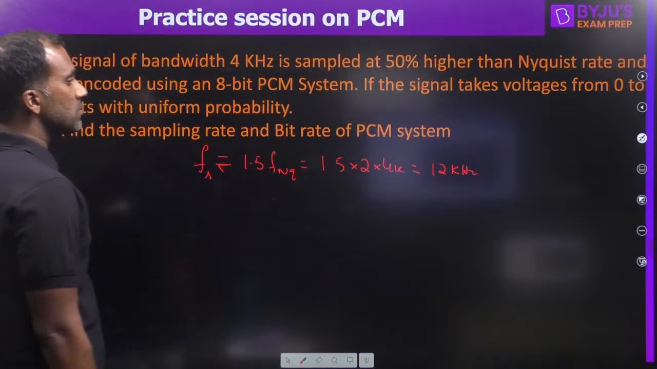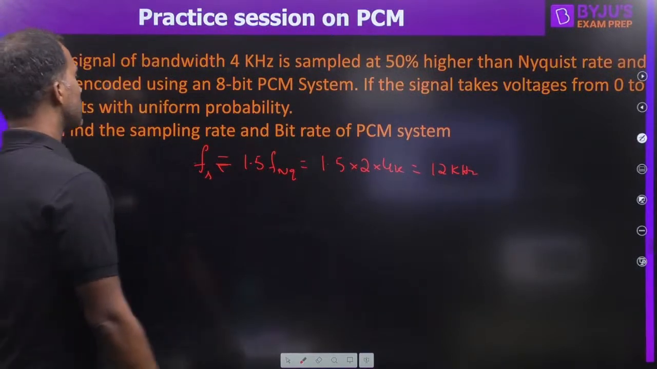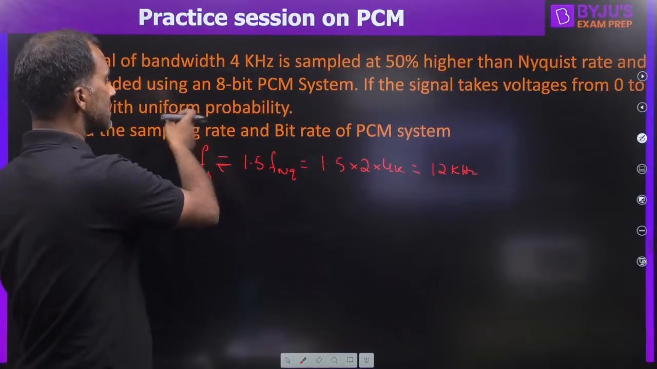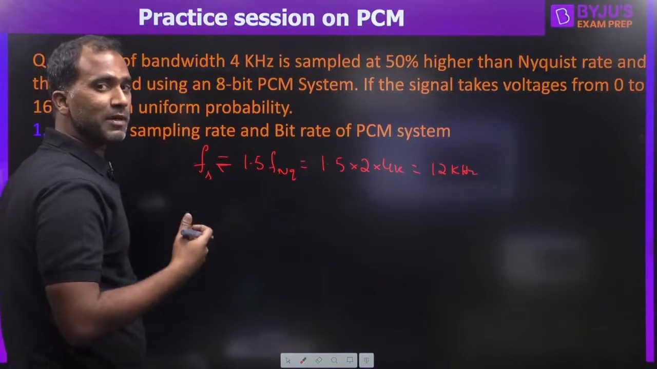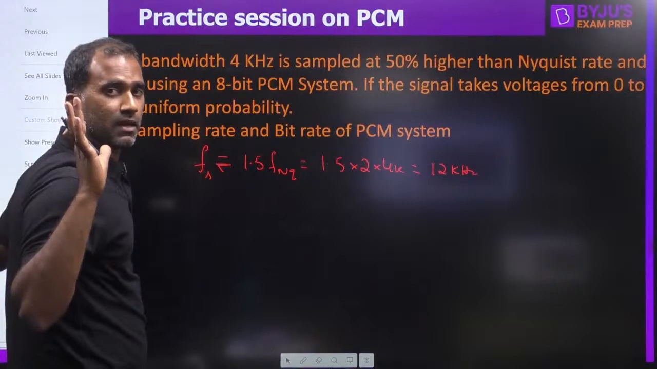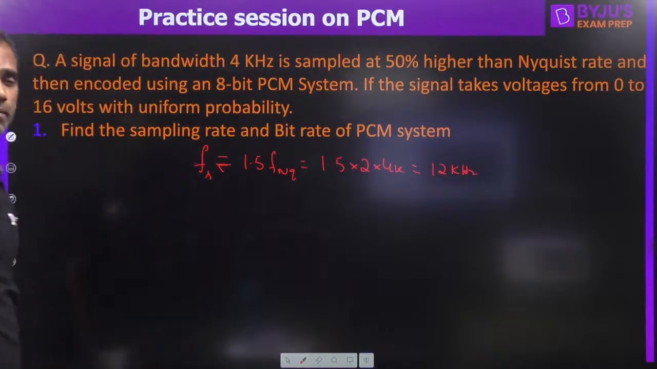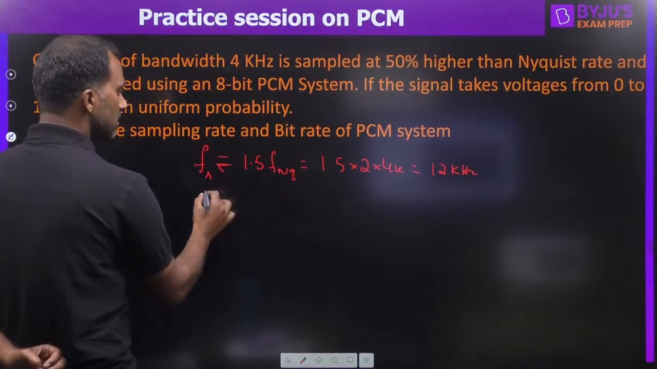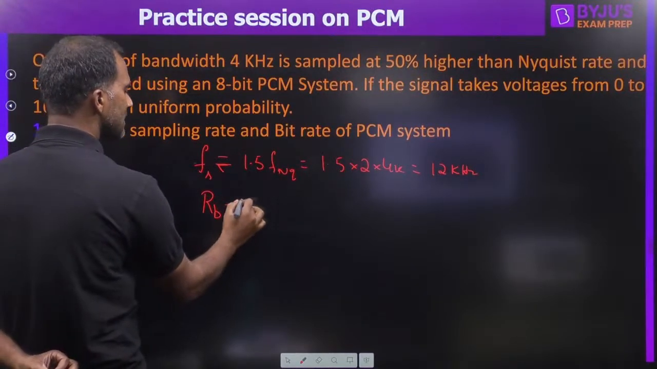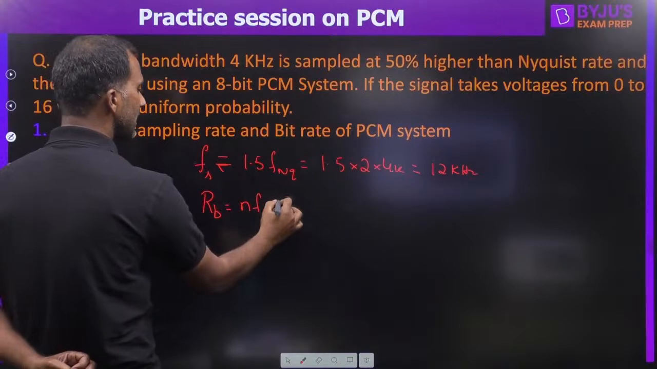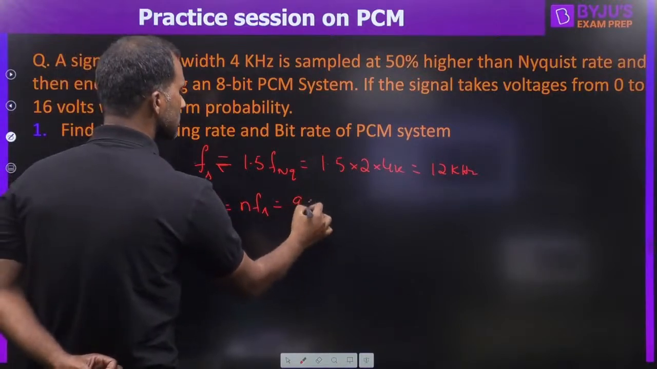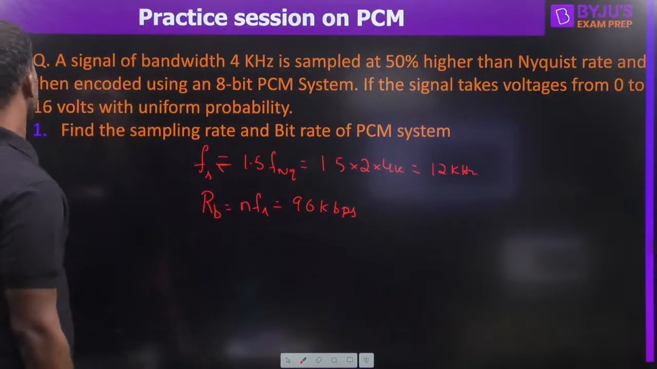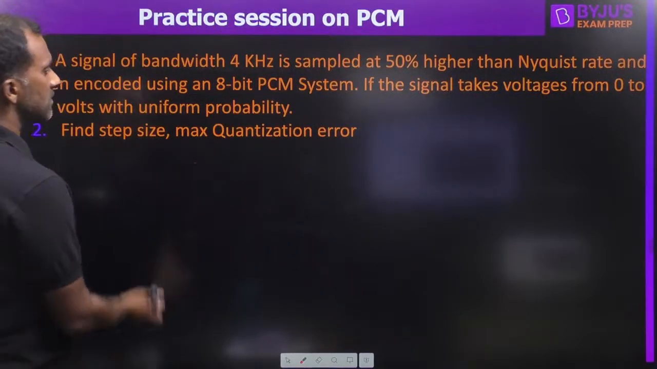If the signal takes voltages from 0 to 16 with uniform probability, the input signal's PDF is also given as uniform PDF. If it is uniform PDF, we know something about quantization noise power. We can easily calculate it, right? Find the sampling rate and bit rate. Sampling rate is done, and bit rate is also very easy. It is N times Fs. N is given as 8. 12 times 8 is 96 kilobits per second. It's an easy question. Let's move on to the next question. That is also an easy question.